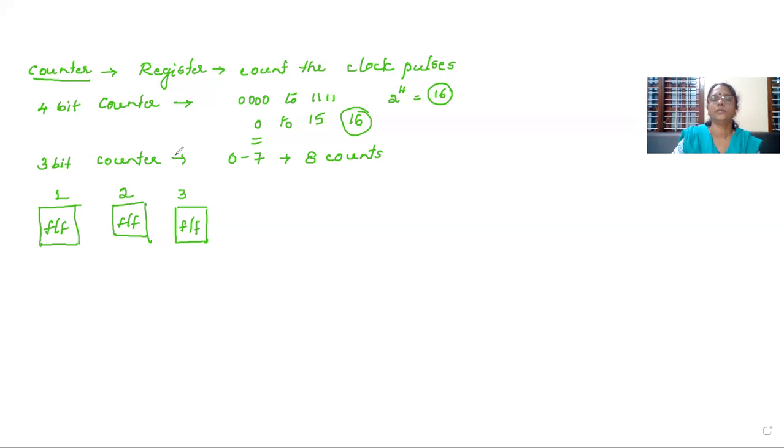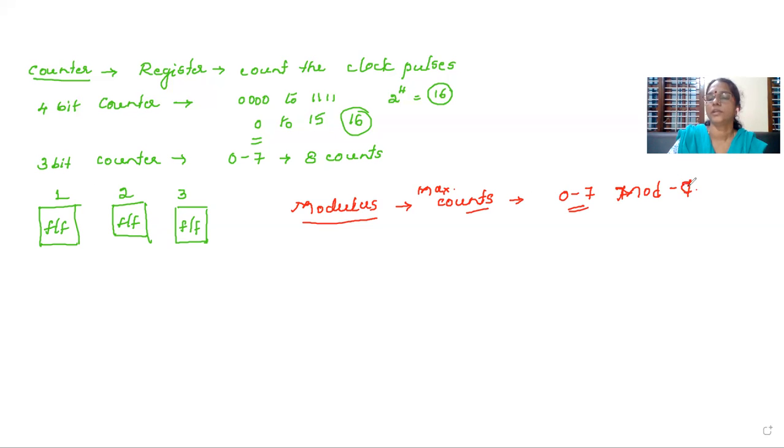So now, modulus. What is a modulus? Concept of modulus: modulus is nothing but the maximum number of counts which are obtained from that counter. If it counts from 0 to 7, then it is a mod 8 counter. We call it mod. Mod 8 counter counts from 0 to 7. So the total number of counts is nothing but the modulus of that counter.